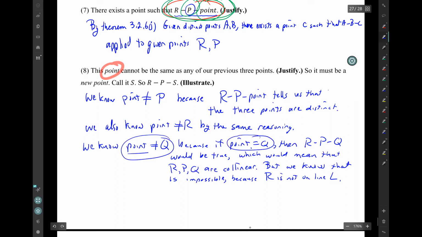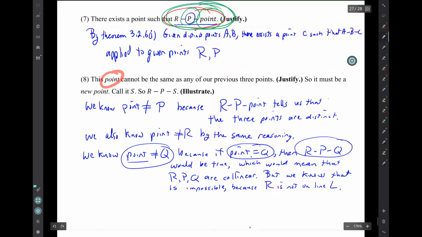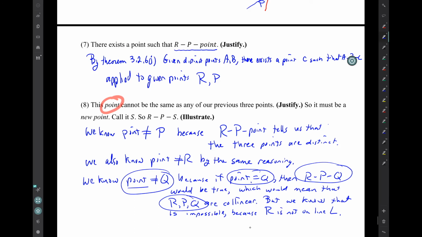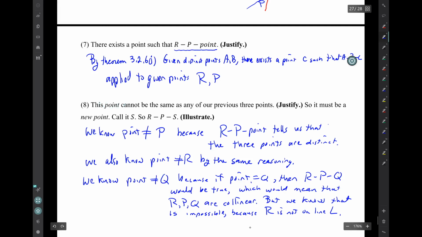So we know the thing called point cannot be point Q, because if point were equal to Q, then this would be true. That is, this expression where we just replace the word point with the letter Q would tell us that R, P, and Q would all be collinear. But we know that's impossible because R is not on line L. All of that convoluted thinking is what goes into saying that the thing called point that's guaranteed by that theorem has to be a new point. And so we have to have a new name for it. We're going to call that new point S.